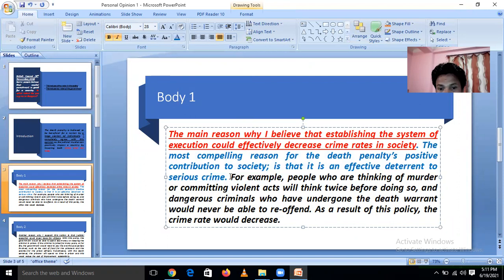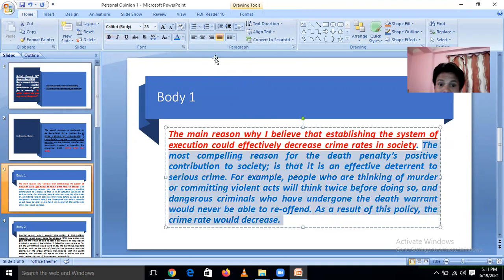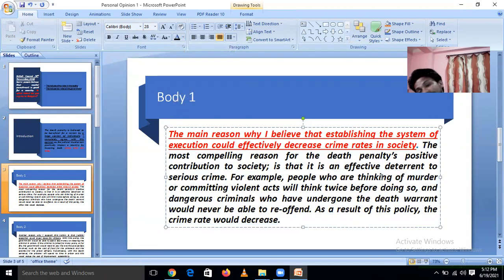Explanation. And this explanation is supported with the example. Then again, this example is supported with the result, how this death penalty reduces the crime rates in the society. Very simple. You don't need to write a lot of information. Just one topic sentence, fully developed with explanation, example, and result. How many sentences are there? Topic sentence, 1, then explanation, 2, example, 3, and result, 4 sentences. Body 1 is fully developed.